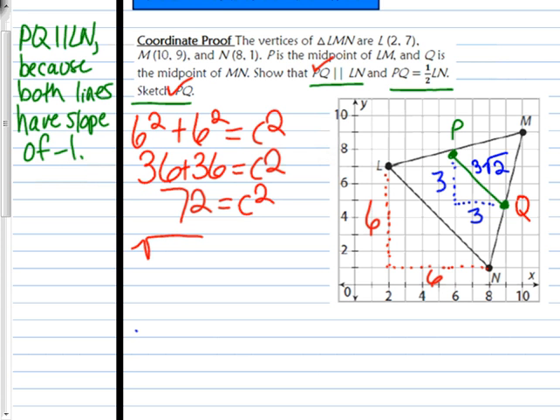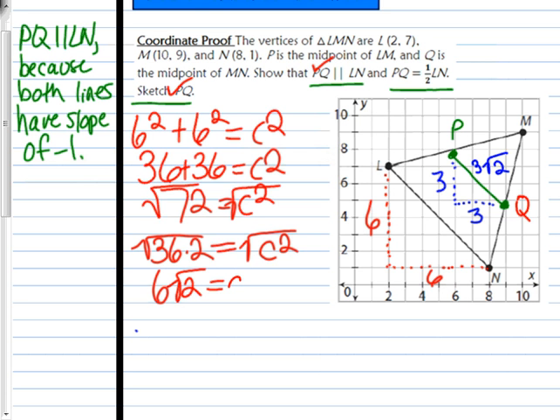So underneath, oh, I'm sorry, actually I need to take the square root of 72 first, my apologies, and then factor out any perfect squares. So the square root of 36 times 2, because 36 is a perfect square, equals the square root of c squared. The square root of 36 is 6, so 6 square root of 2 equals c. So this was 6 square root of 2, and that was LN, and PQ is 3 square root of 2. So let's think about this.